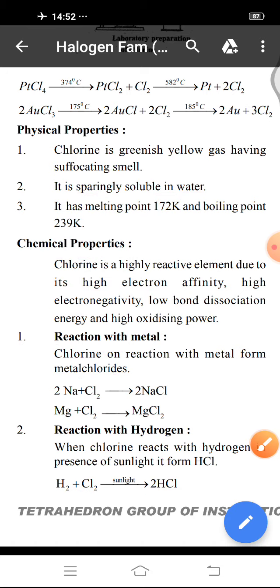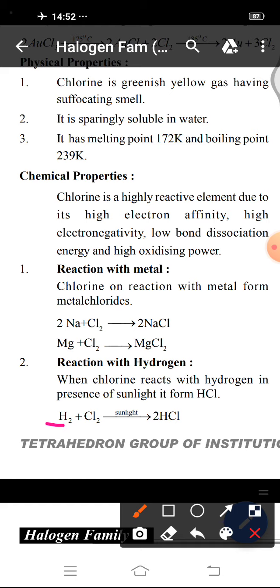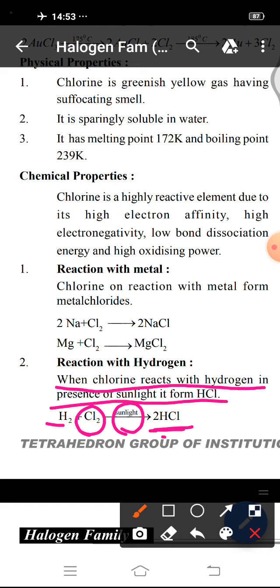Then, reaction with hydrogen. When hydrogen reacts with chlorine in the presence of sunlight, it forms HCl, hydrogen chloride. So when chlorine reacts with hydrogen in the presence of sunlight, it forms HCl.